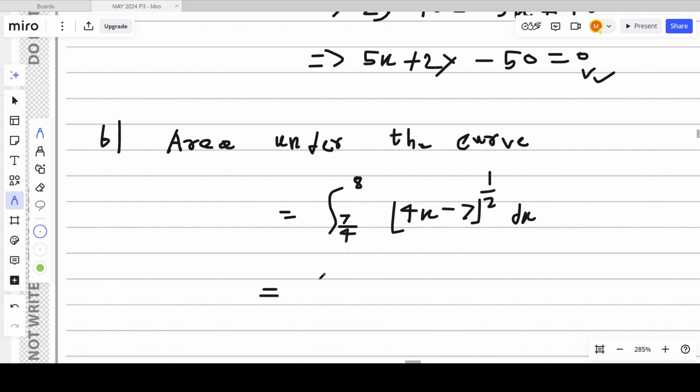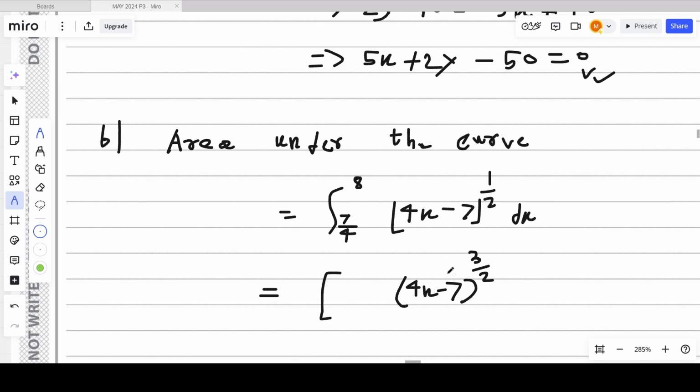So how would the integration be? For integration, what do we do? We add 1 to the power, right? In differentiation, we subtract 1 from the power. In integration, we add 1 to the power. So that's what we will do at first. So for 4x minus 7 to the power half plus 1, this is what? 3/2. Okay, we got the new power 3/2.